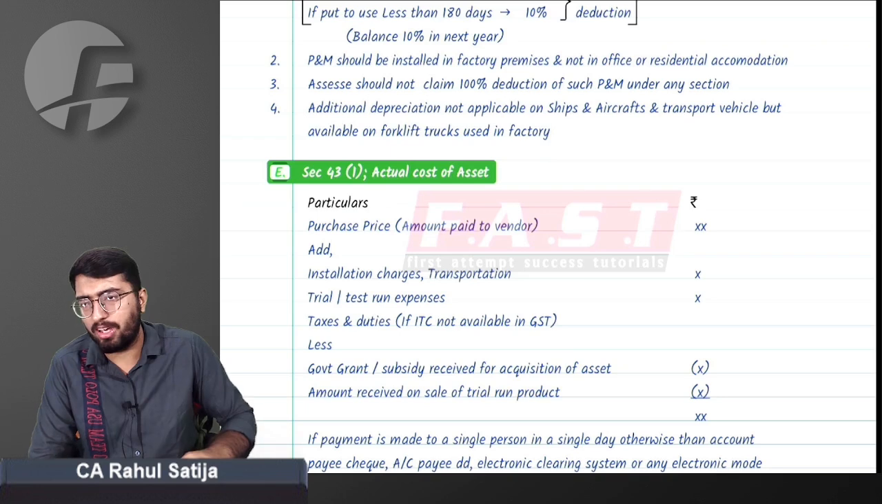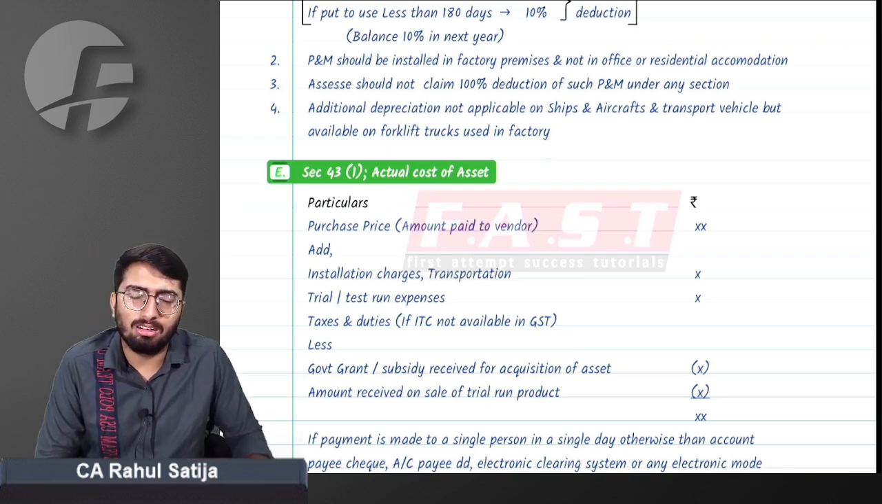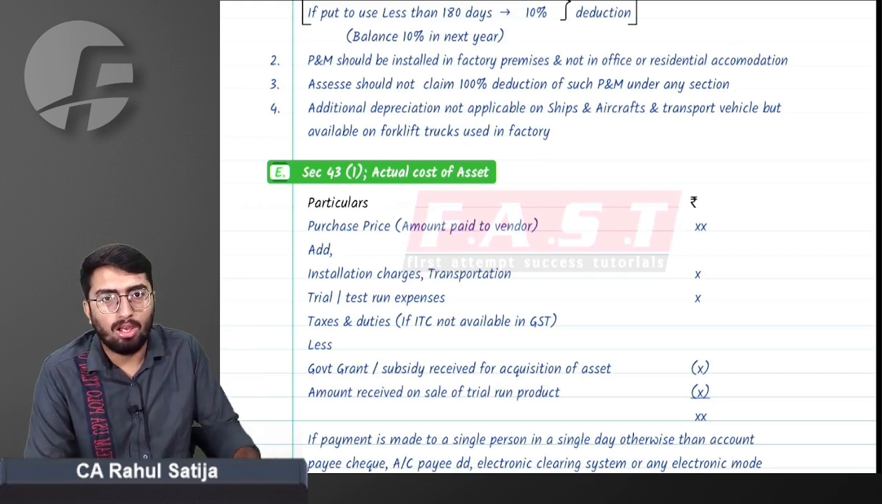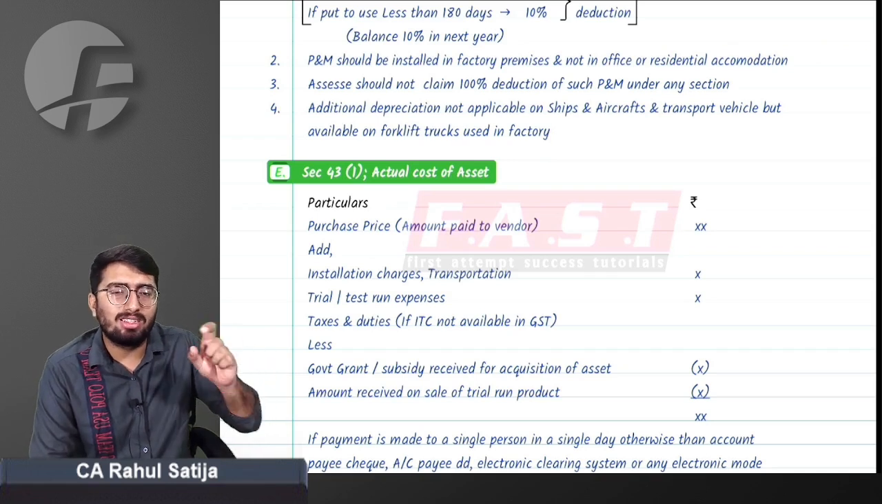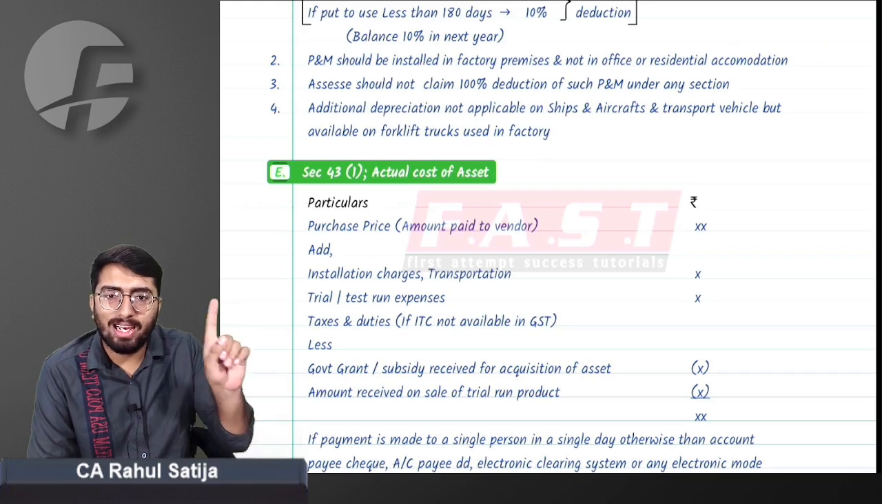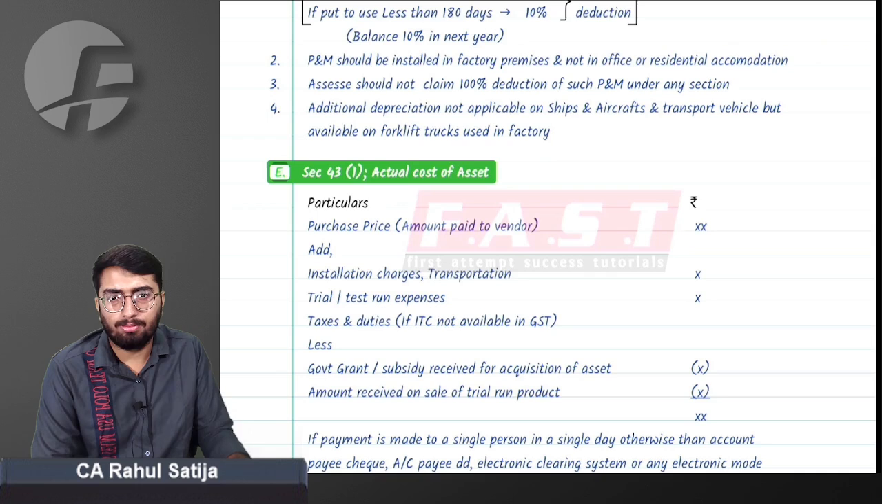For example, I set up and operated a manufacturing unit for soaps. For that, I did some trial runs in which I manufactured certain pieces of soap. All those trial expenses will form part of the block of asset.